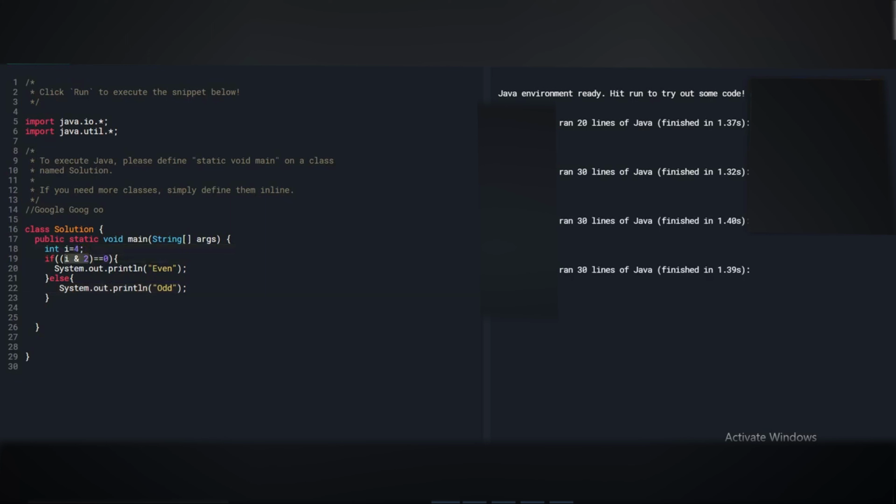Sorry, this one. Yeah, ampersand 2. What is the meaning of that? 2 is not there. I think it's a. So what is the meaning of this? This is like it works on wait.